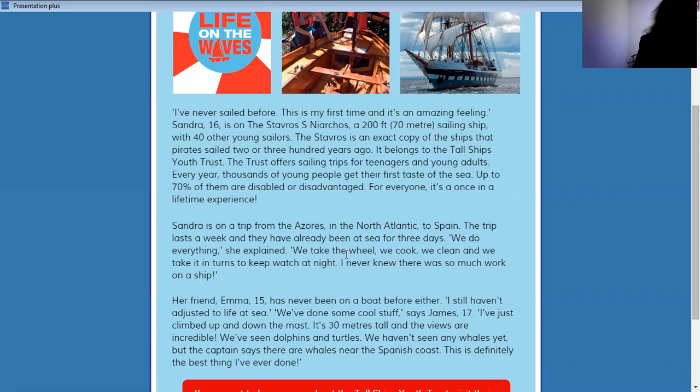Look at these activities. We take the wheel, we cook, we clean, and we take it in turns to keep watch at night. Okay. 15 here. 30 meters. The mast is 30 meters tall. The mast. What is the mast? The mast, el mástil. It is the column of the ship, no? Del barco. Okay. The next we have 70.